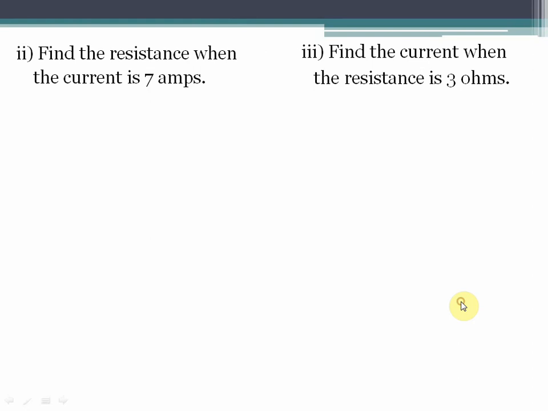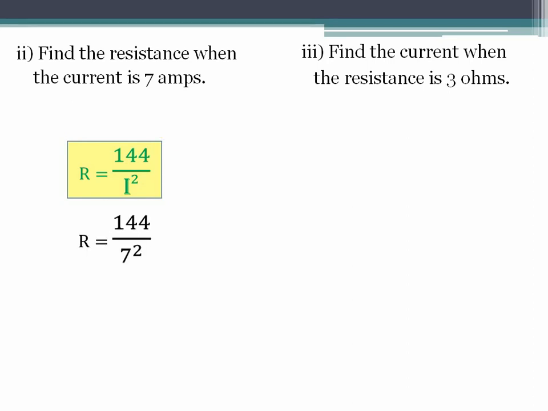Now moving on to the second part of the question: find the resistance when the current is 7 amperes. Now they gave us the current, I is equal to 7. First we write the equation: R is equal to 144 over I square. The value of I is 7, so the equation becomes R is equal to 144 over 7 square. So R is equal to 144 over 49, which becomes 2.94 ohms. The resistance in this circuit is 2.94 ohms. These are the mathematical formulas and equations which engineers use to build electrical circuits.